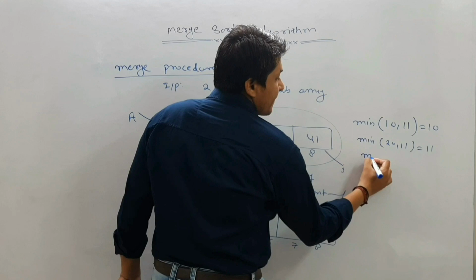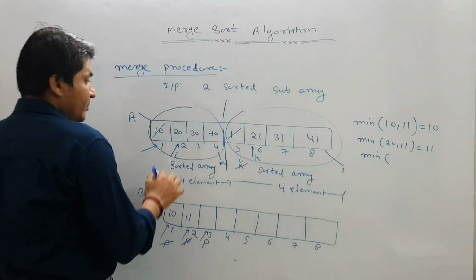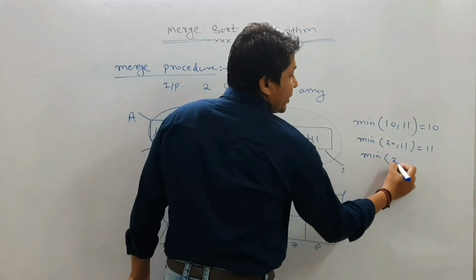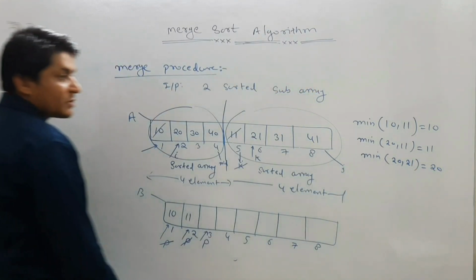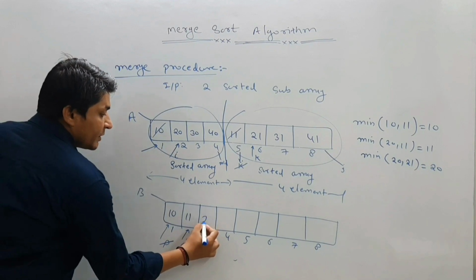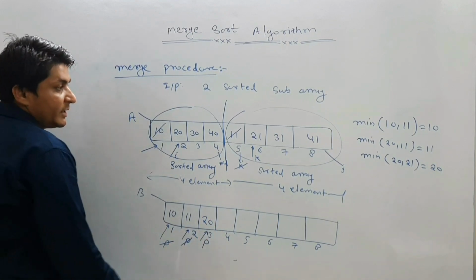So minimum of 20 comma 21. Which one is minimum? Minimum is 20. So minimum is 20 means what? We will copy 20 here in this array. Correct? Then we copied 20.